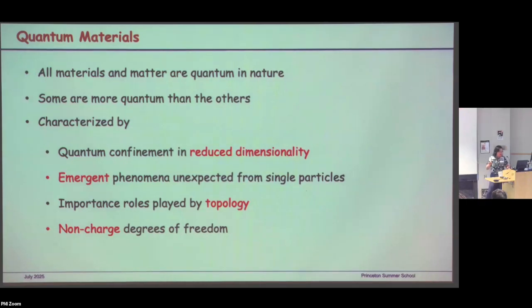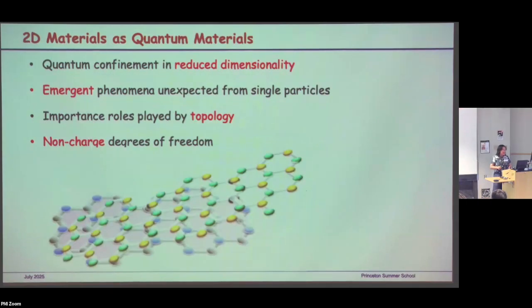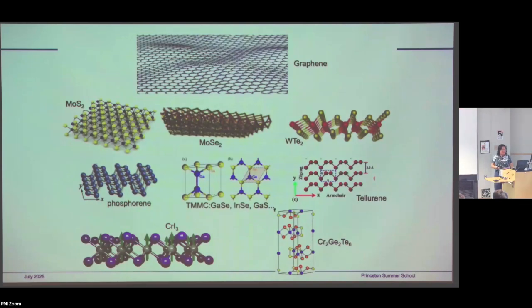I keep wanting this to go forward, but okay. So 2D materials, I would say, certainly satisfy this definition, and they usually display at least two of these properties, sometimes all of them.